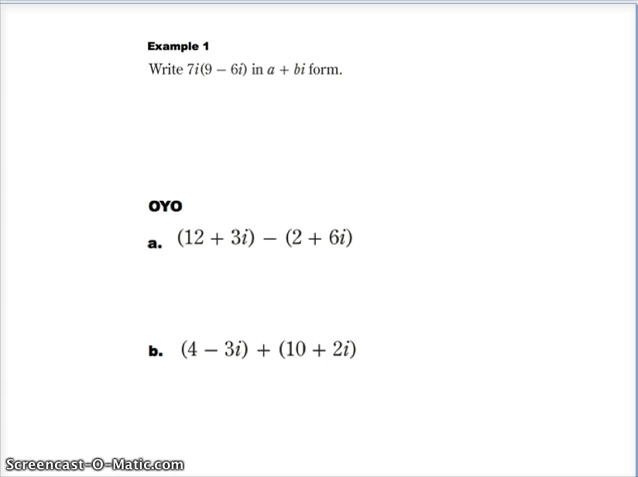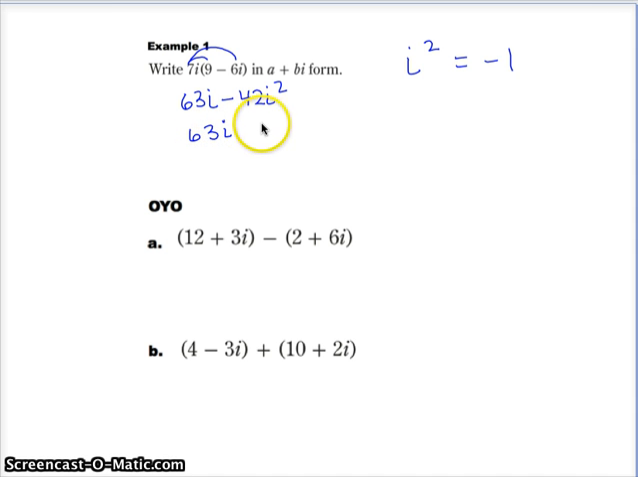Let's take a look at a couple of examples. If I'm asked to simplify complex numbers, I treat i just like a variable. So, in the first question, where I'm asked to write this in a plus bi form, I will go ahead and distribute 7i times 9, which is 63i, and then 7i times -6i, -42i squared. And again, i squared is -1. I'll write that up here so we can remember that. So this becomes 63i plus 42. And in a plus bi, the real part should always come first. So our final answer is 42 plus 63i.